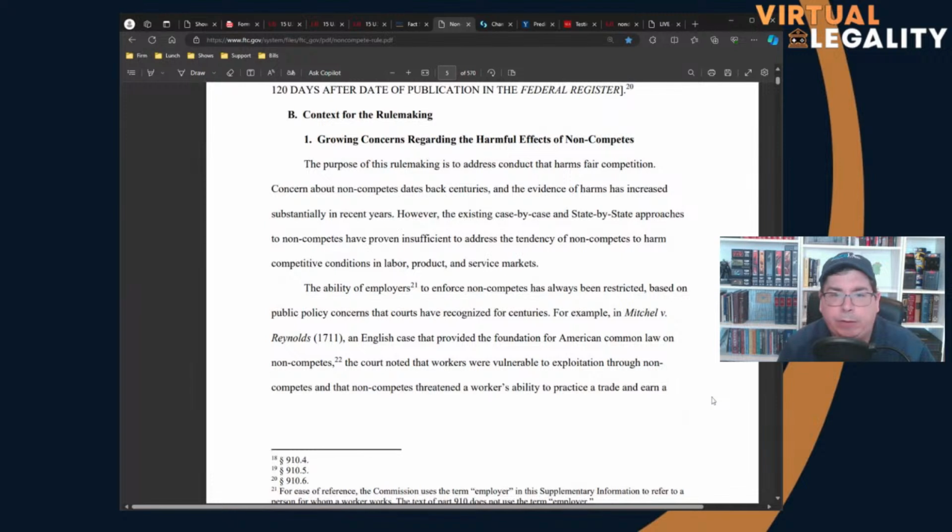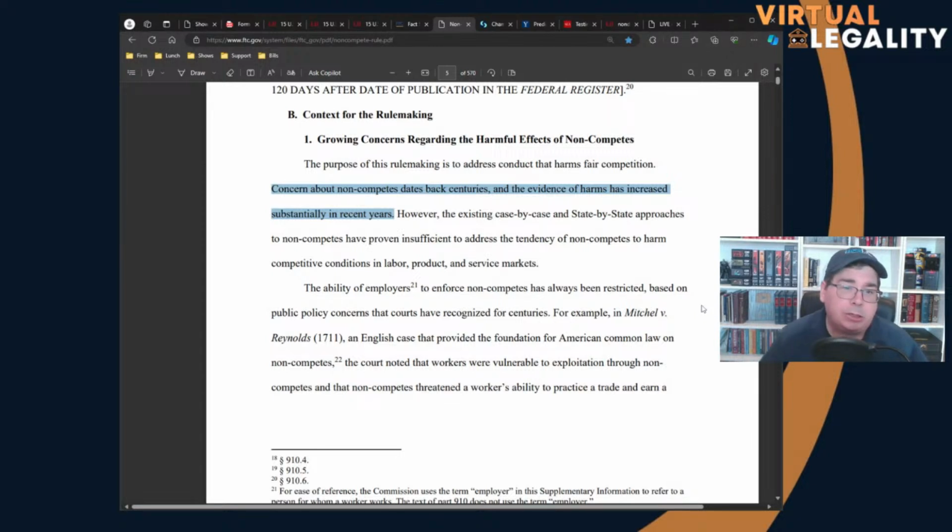And we're not going to read through all 570 pages, folks, I promise. That's a lot of writing, even for the FTC. The purpose of this rulemaking is to address conduct that harms fair competition. Concern about non-competes dates back centuries, and the evidence of harms has increased substantially in recent years. Now, that's probably a problem for the FTC, right? To the extent non-competes have existed for a long time, and they have, the FTC Act coming into effect and then the FTC trying to enforce it as unfair competition now, decades after the FTC Act went into effect, is probably an issue for them, right?